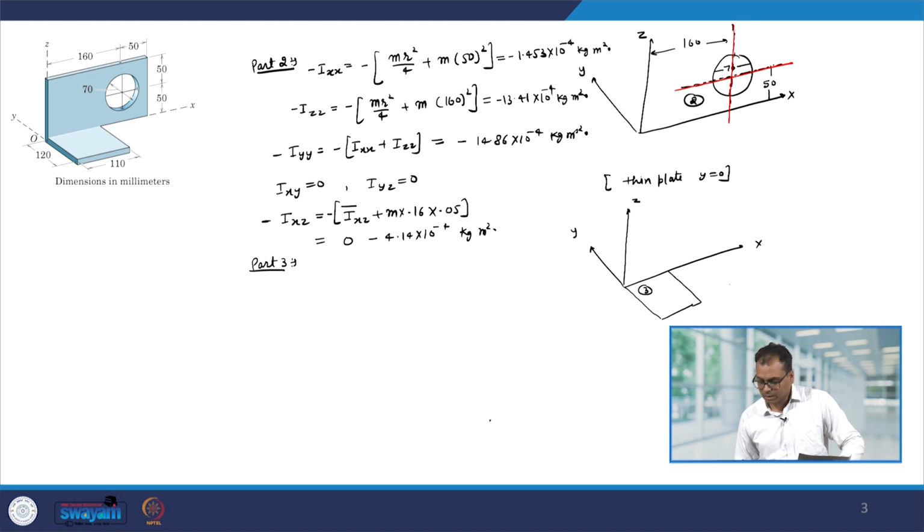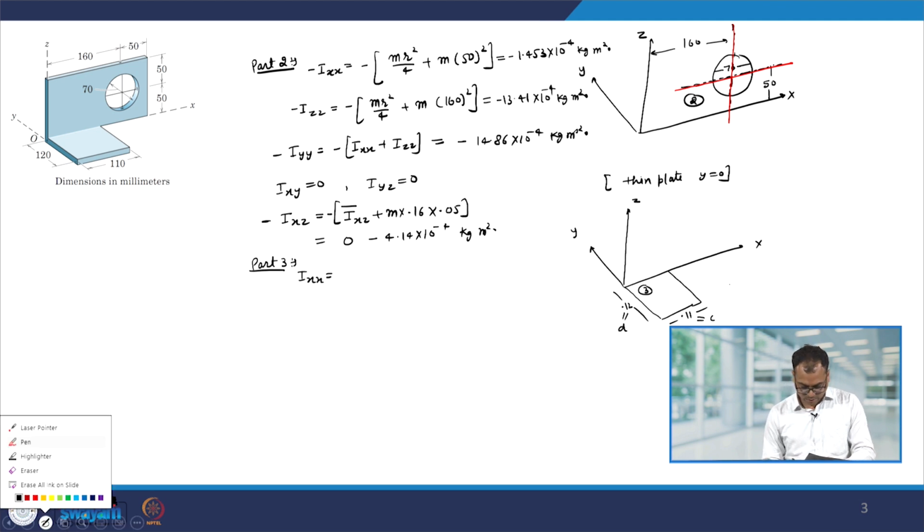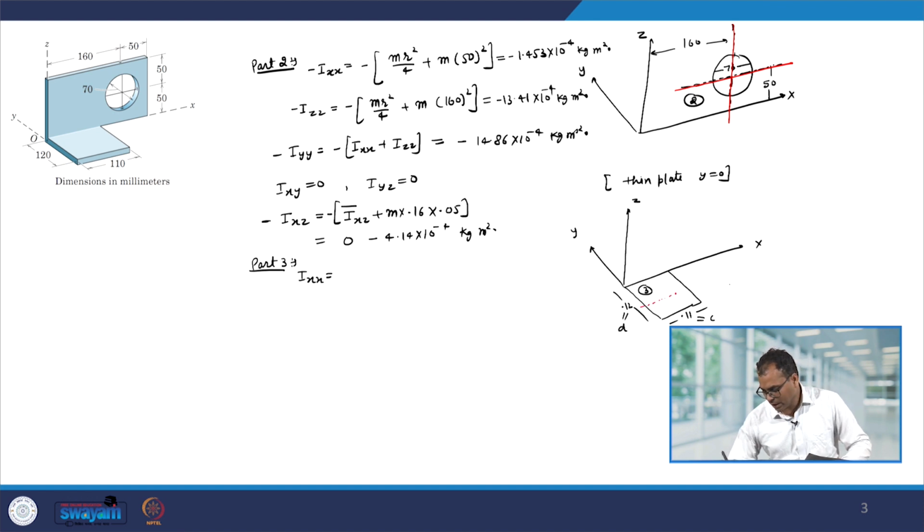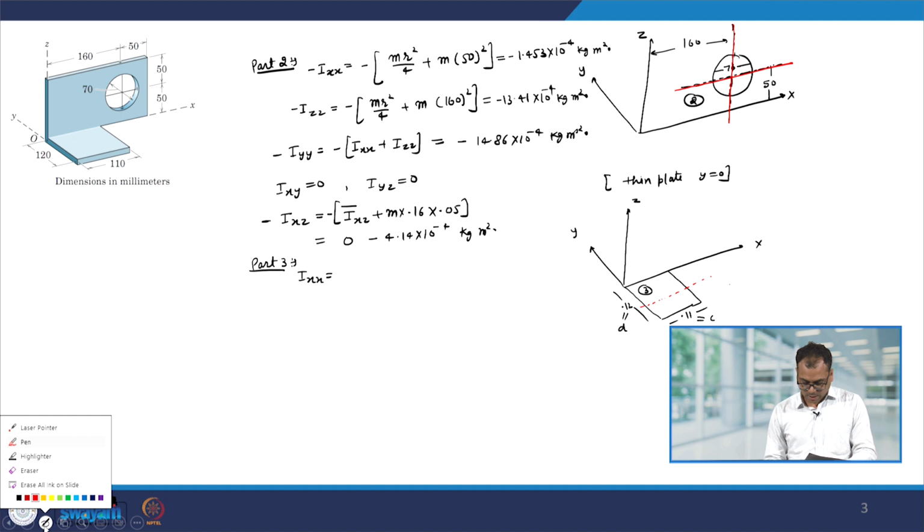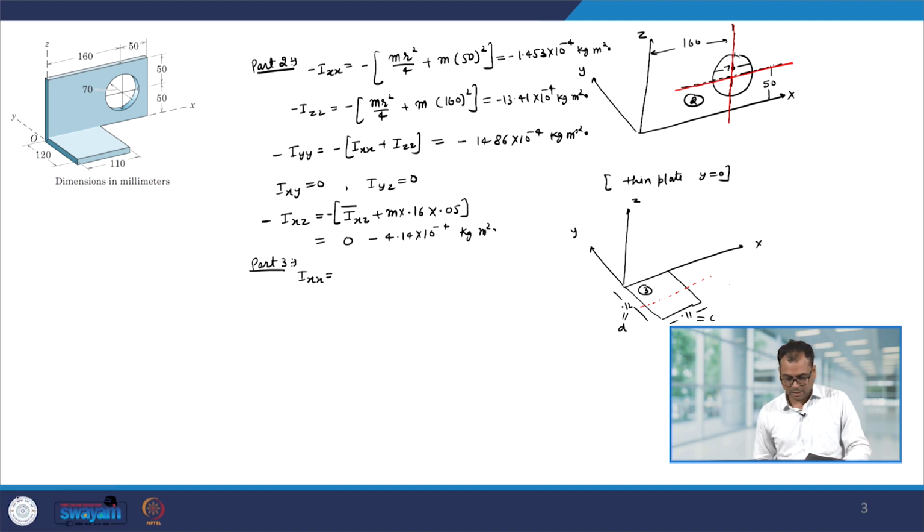So that is our part 3, and this is 120 mm, so 0.12 meter, and this one is 0.11. Let me call this D and this C. So the moment of inertia about the x axis will be equal to the moment of inertia about this axis plus m into d by 2 square. So that is equal to m d square divided by 12 plus m d by 2 whole square.